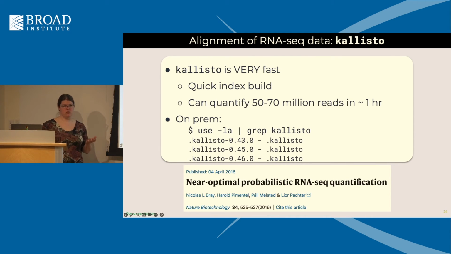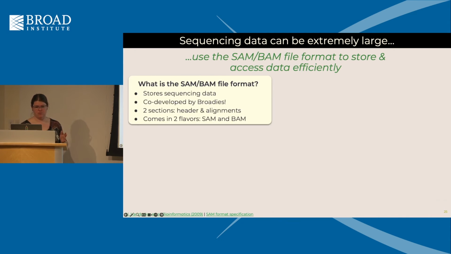Kallisto is a pseudo-aligner. It's extremely fast. The index build is well under an hour, though if you're doing things with pre-mRNA indices, it's quite a bit longer because the search space is bigger. It can quantify 50 to 70 million reads in an hour. On-prem, there are several versions of Kallisto. I also just want to say, Lior Pachter, who developed Kallisto, his lab very actively maintains it, and they have an extensive list of tutorials and guides, which I think is a real plus.